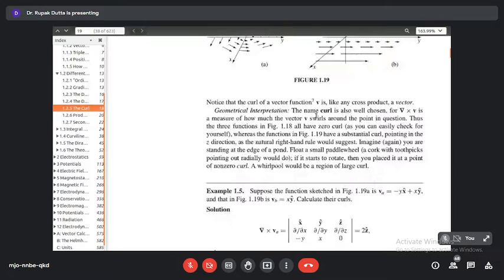Geometrical meaning is that the name curl is also very well chosen because curl itself tells you how much something actually rotates around a certain fixed point, right? So curl of v is a measure of how much the vector v curls around or swirls around the point in question. So how much this vector actually rotates or turns around a certain point. That is what actually geometrically it means. Fine. So now I will give you some example.